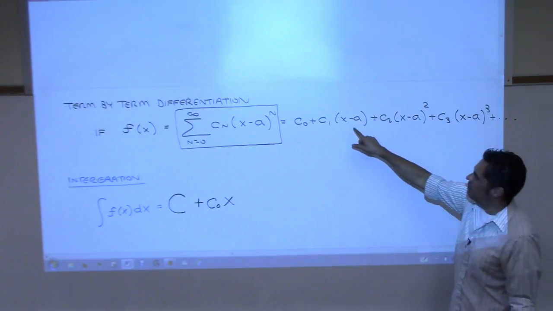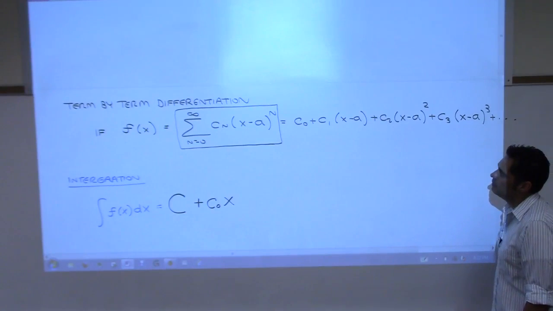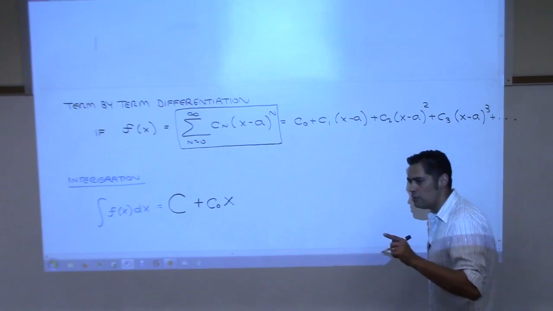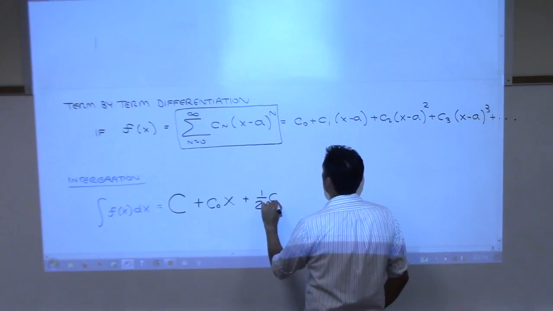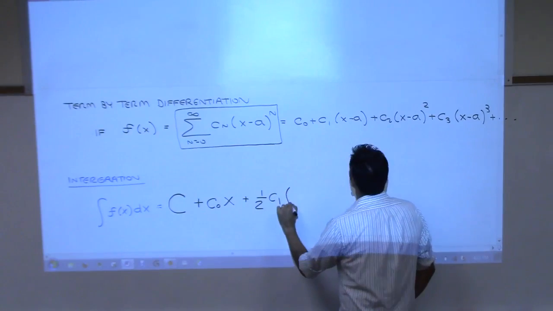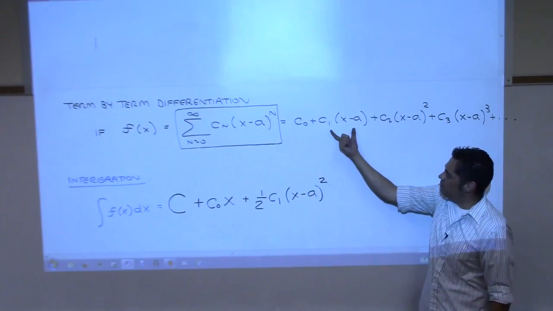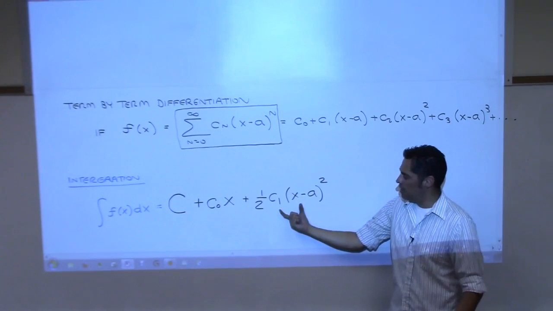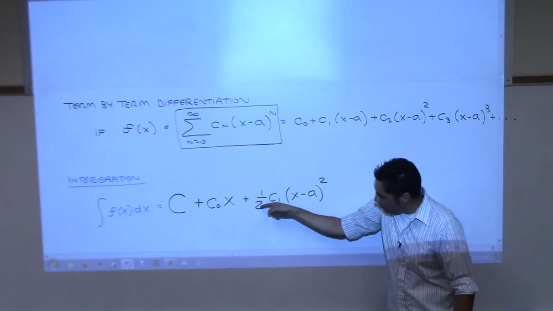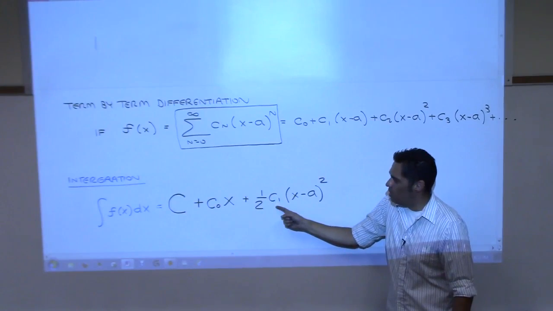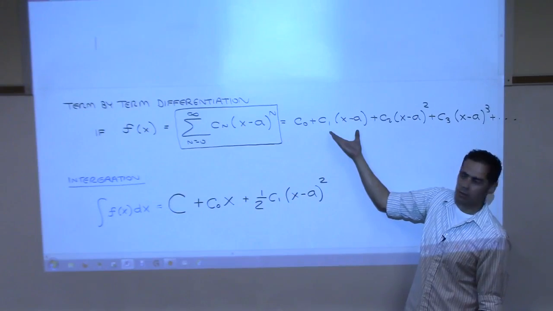What's the antiderivative of this? C1, did you say over 2? Yes. So you would have, I'm going to write a little different. I'm going to put 1/2 C1 instead of C1 over 2, and then x minus a squared. Let's just double check that. For the antiderivative of this, is it this? We'll check it. Take the derivative. What's the derivative of this? 2 comes out, right? Cancels out. You have C1, this to the first power. What would the next one be?